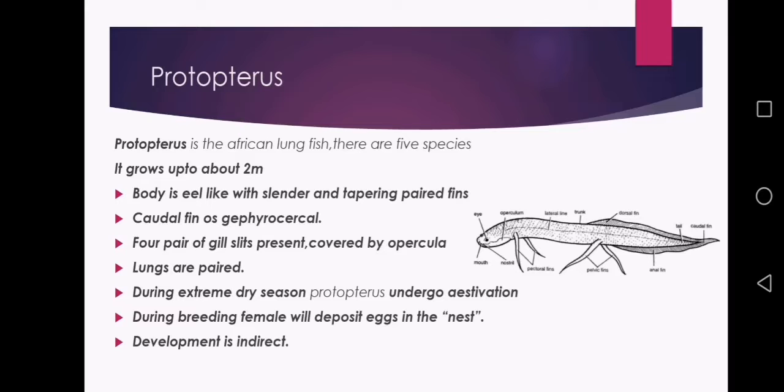Body is eel-like with slender and tapering paired fins. Caudal fin is diphycercal. 4 pairs of gill slits are present, covered by opercula. Lungs are paired. During extreme dry season, Protopterus undergoes aestivation. During breeding season, the female will deposit eggs in the nest and the development is indirect.